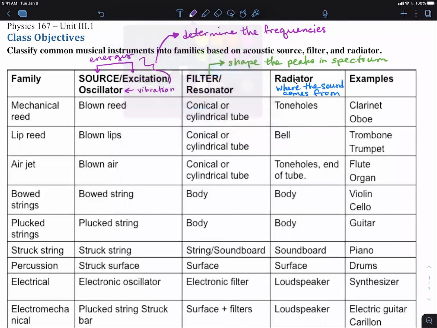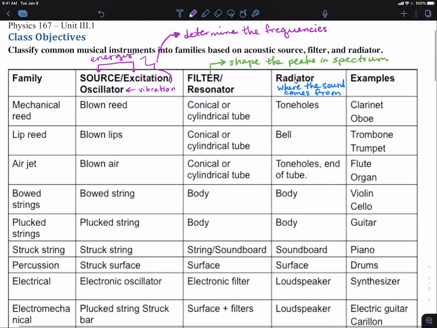Just for pointers, mechanical reeds are those that actually have physical reeds that you insert, like clarinets, oboes, saxophones. Lip reeds is another name for brass instruments because the lips are doing the same motion essentially as the reed. Air jet will include the flute and the organ. Okay, these will be modeled as open tubes essentially for the flute and not capped organ pipes.